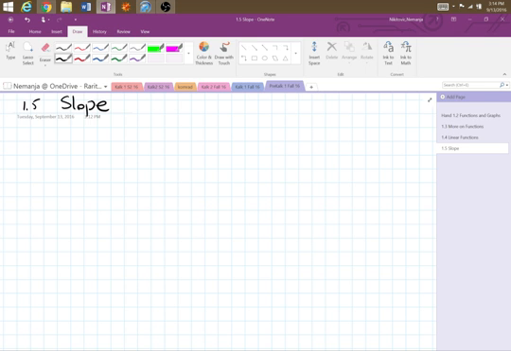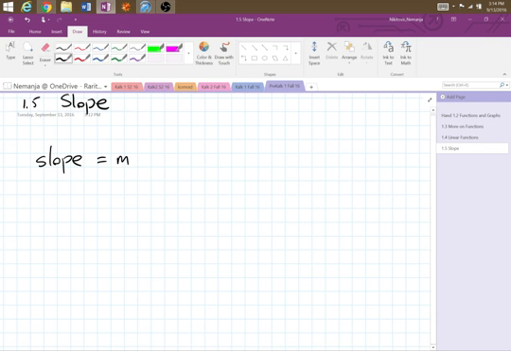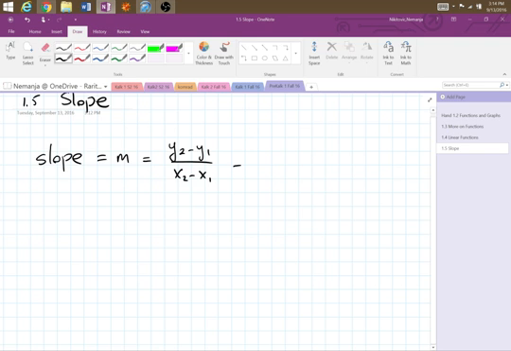So we're first going to start with the good old idea that the slope was labeled by lowercase m, and from algebra we know that's y2 minus y1 over x2 minus x1, which is technically change in y divided by change in x. So these are all the variables that are involved.